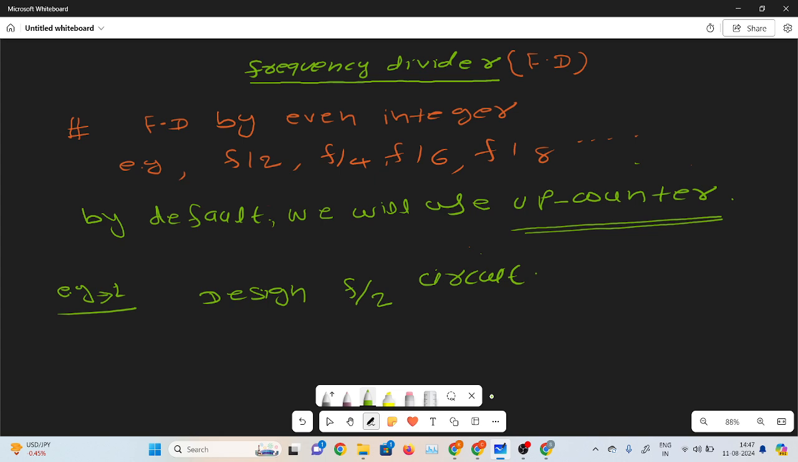One thing you should remember is that by default we'll use the up counter. Up counter means it will start from 0, then 0, 1, 2, 3, 4, 5, like that if we go in decimal. So by default we'll use the up counter, and it will start from 0.